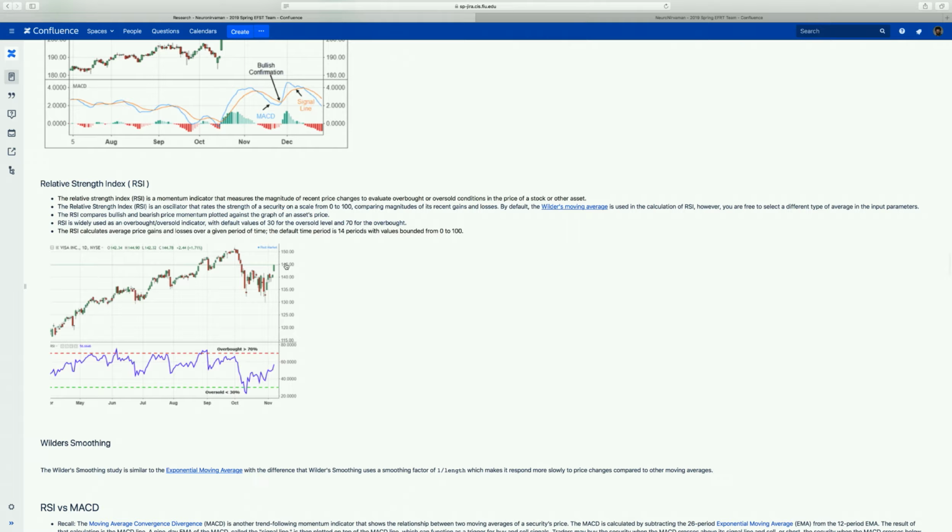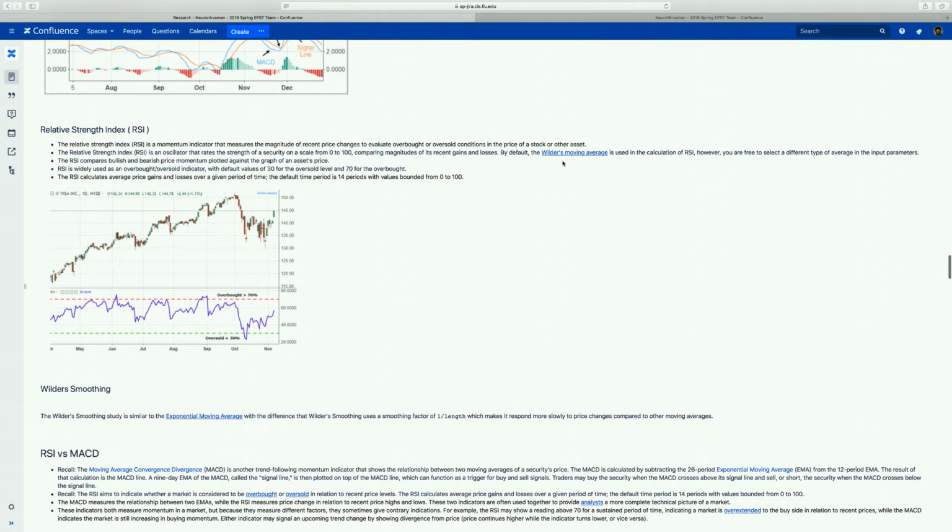And what is an RSI? It's a momentum indicator. It measures the magnitude of recent price changes, and it tries to evaluate whether the asset you're looking at is oversold or overbought. That's going to indicate what's going to happen with the price. It's from 0 to 100, and it compares bullish and bearish price action. If the value you get for the RSI is less than 30, that means you're oversold, and if it's higher than 70, that means you're overbought. Here are the lines in this graph.